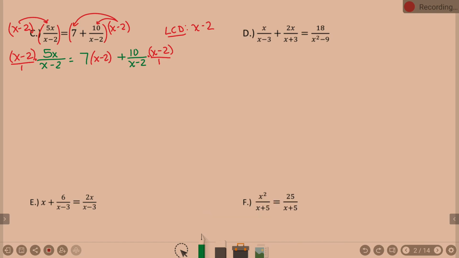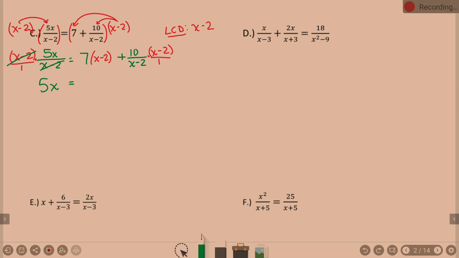Okay? First fraction, what cancels? X minus 2 cancels with x minus 2, leaving me with 5x. Equals. Second term, what cancels? Nothing, right? 7 is a whole number. There's no denominator, so there's nothing that could cancel. It's just 7 times x minus 2.